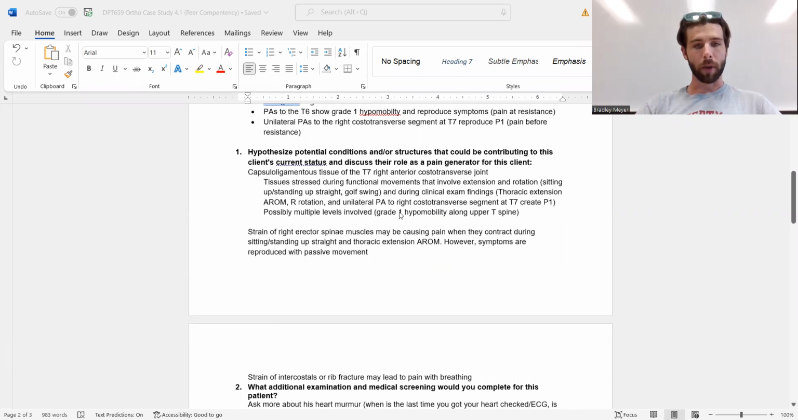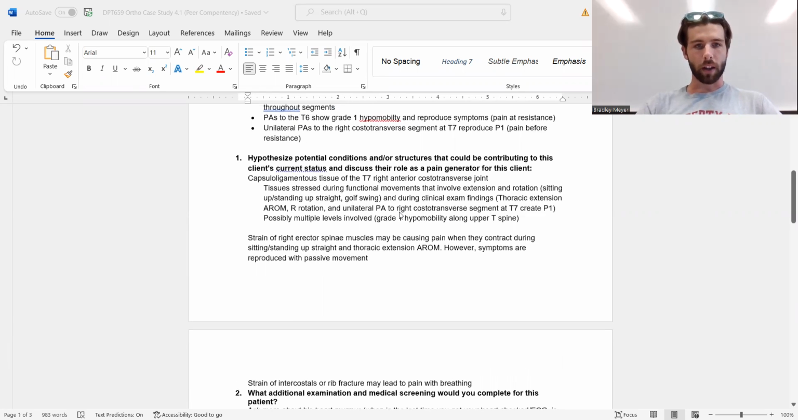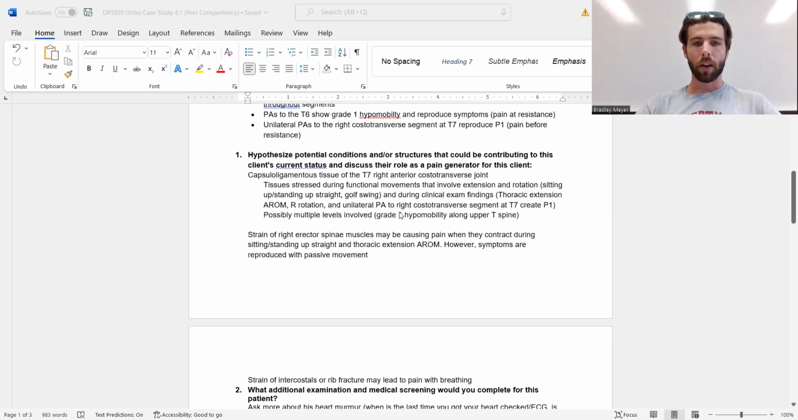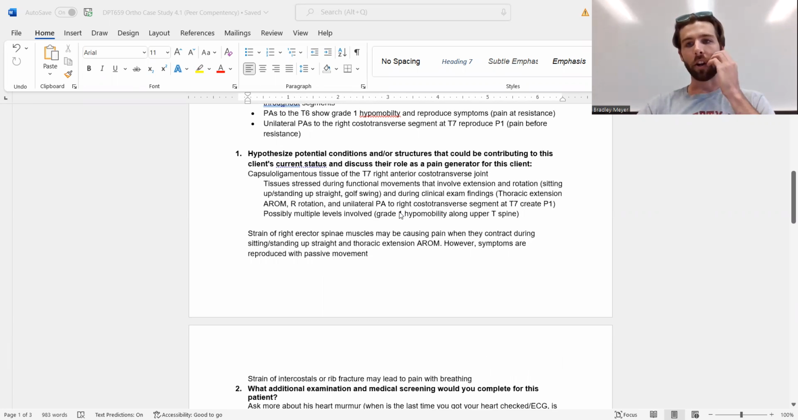So, some of my hypotheses as to why this patient is experiencing pain are that there's some involvement of the inert tissues around the T7 costotransverse joint, and more likely the anterior capsule of the joint, backed up by pain during his functional movements that involve extension and rotation, which would stress the tissues, such as sitting and standing up straight, and then rotation during his golf swing.